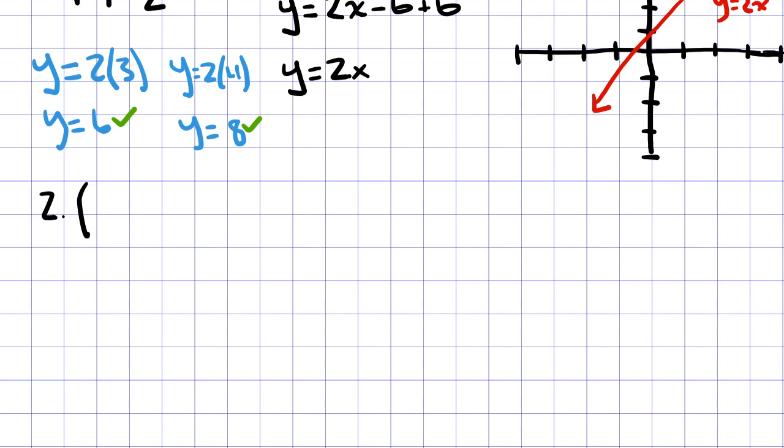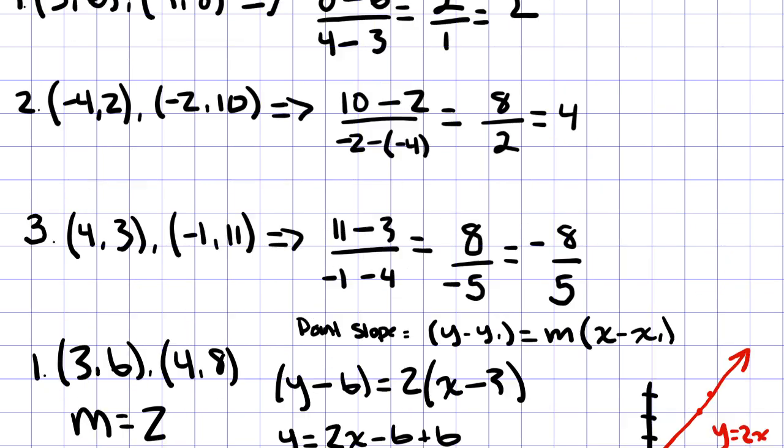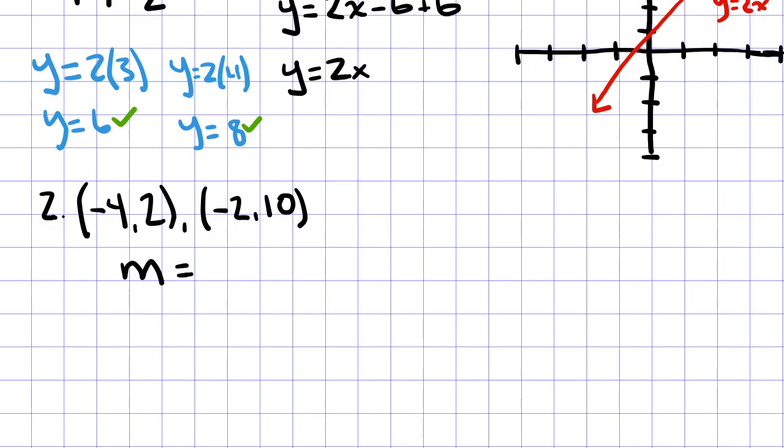And we had negative 4, 2, and negative 2, 10. And our slope was, gotta remind myself, 4.